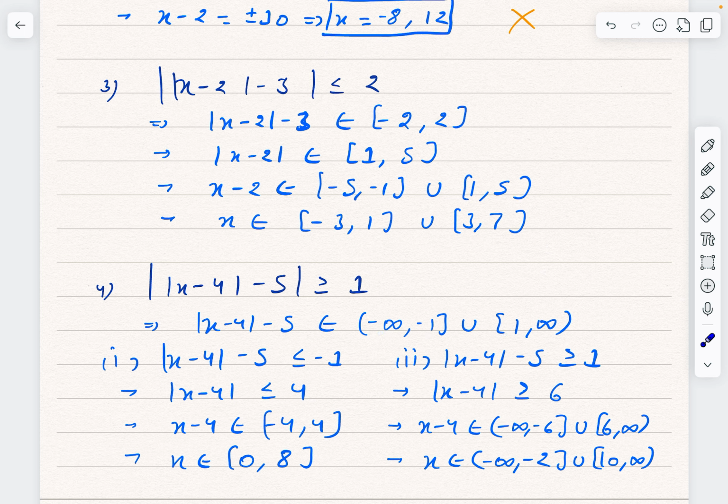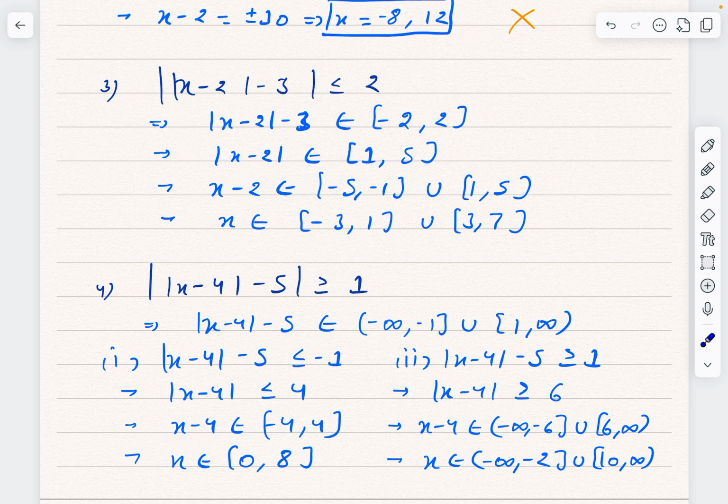Taking the first case, basically when the left side lies in this range, minus infinity to minus 1 means less than or equal to minus 1. So |x minus 4| less than or equal to 4. When you solve, you get x minus 4 using the second property belongs to minus 4 to 4. Add 4, you get x belongs to 0 to 8.